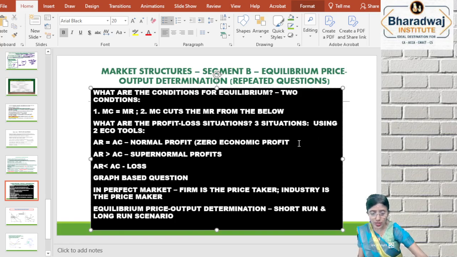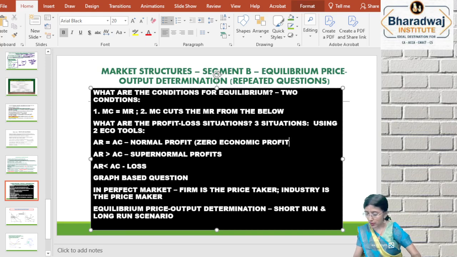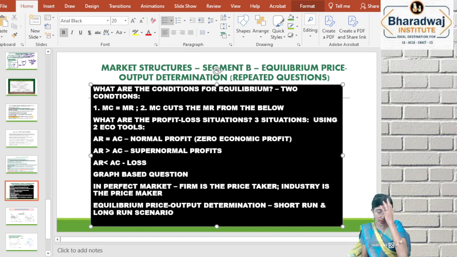See, these are the questions which you can get from the condition segment itself. Based on the four tools, AR, AC, MR, MC, you can have these questions. Okay, so when AR is equal to AC, normal profit, zero economic profit. When AR is greater than AC, supernormal profit. AR is less than AC, loss.